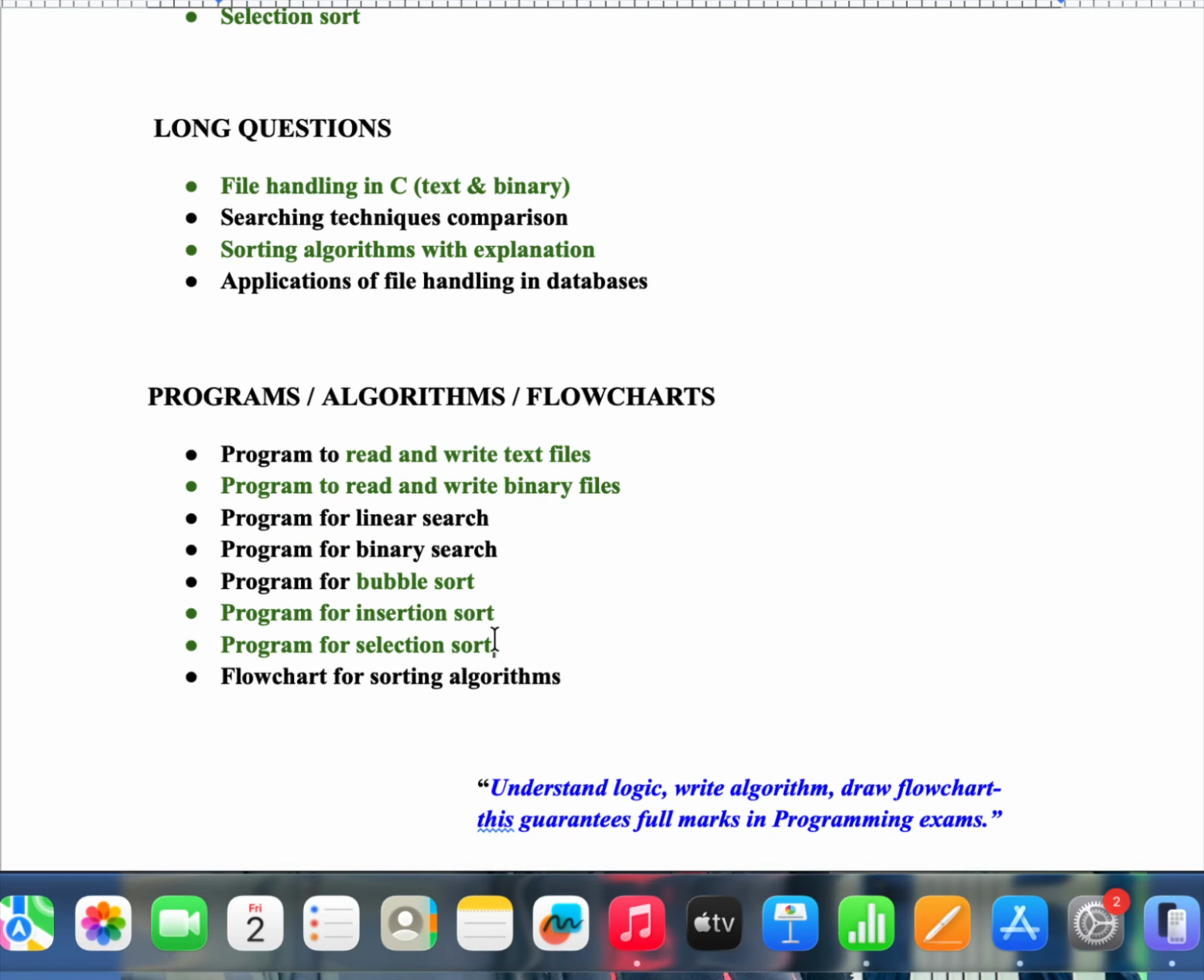Insertion sort and selection sort programs are said to be the topmost and most likely questions. Here for this course you need to write the algorithm, you need to draw the flowchart in pencil, and understand the logic behind the question as well as the programming. This will give you full marks in this course called PPS.